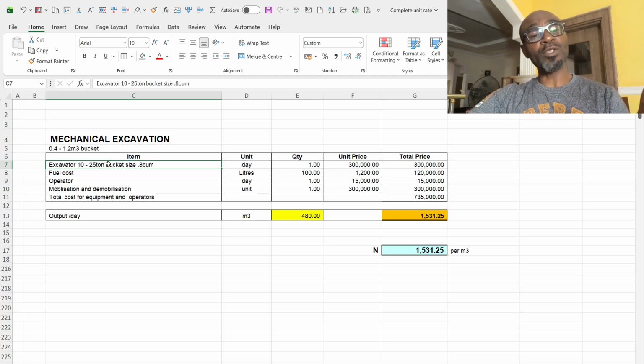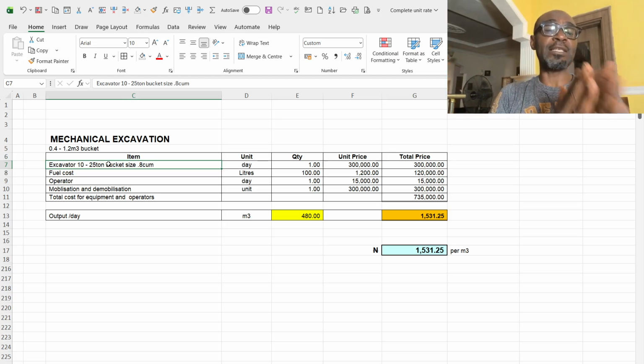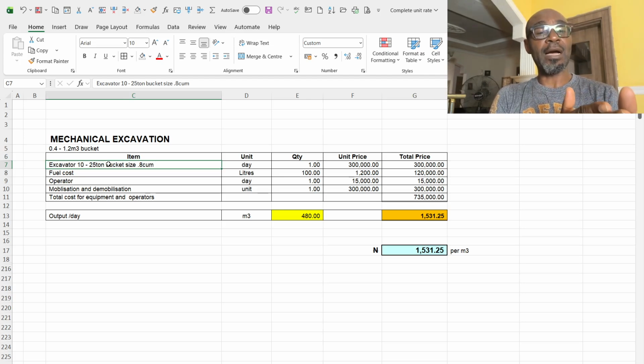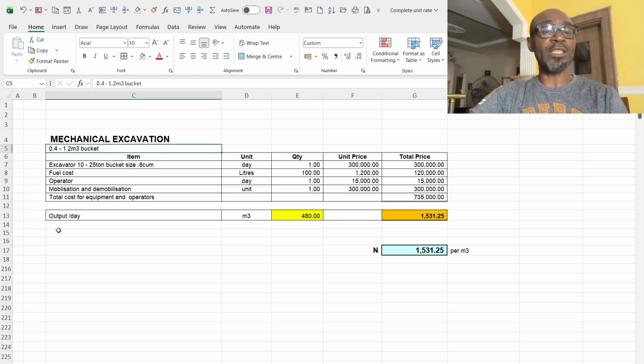Like I did say, we are considering the semi-heavy duty excavator, which is between 10 to 25 ton. And also the bucket that the excavator is going to come in with. Since we are considering the one between 10 and 25, we're also considering the bucket that this range can accommodate. The output is between 0.4, which is what you are seeing here, to 1.2.